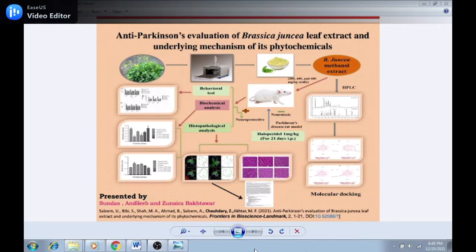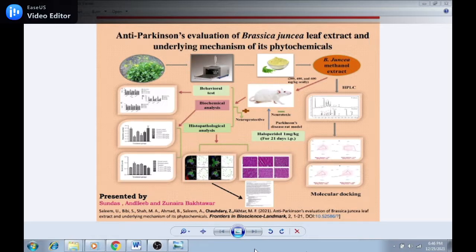The purpose of this study was to evaluate the therapeutic potential of Brassica juncea leaves for the treatment of Parkinson's disease. For this purpose, we prepared a methanolic extract of the leaves, and in vivo and in silico studies were performed. We took 36 rats and divided them into 6 groups.